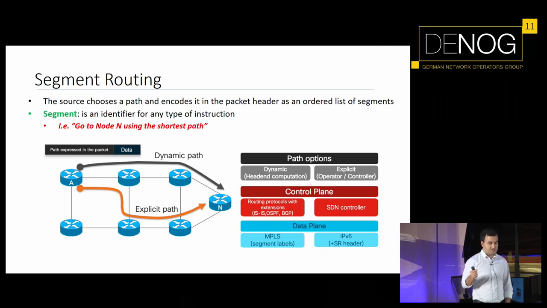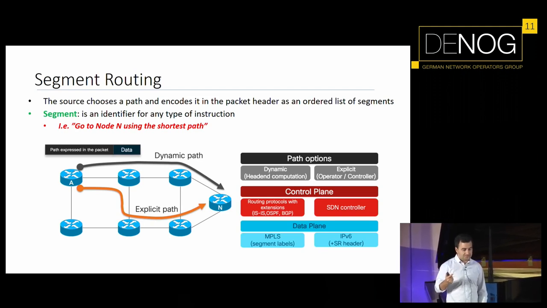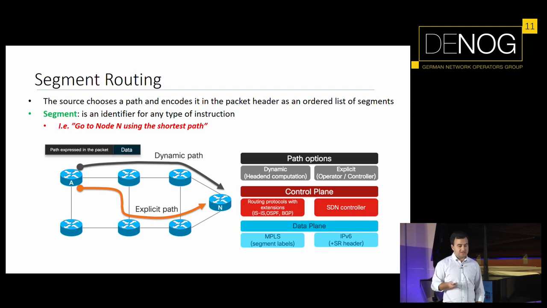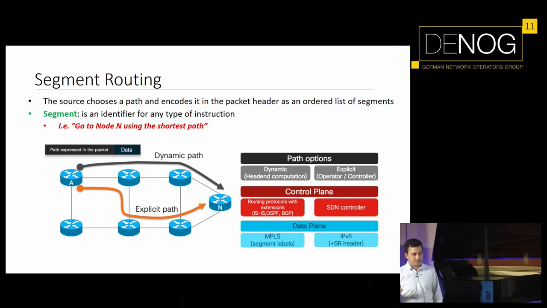So what that means is just that the source encodes in the packet header a list of labels, okay? So it's an ordered list of segments. So what is a segment then? Well, a segment is an identifier for any type of instruction. Okay, so what is an instruction now? An instruction can mean a lot of things. In our example, it will say, okay, go to node N using the shortest path. So node A needs to reach node N at the destination, using the shortest path, meaning based on OSPF or ISIS best path.